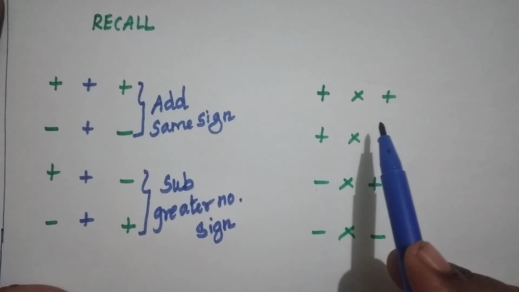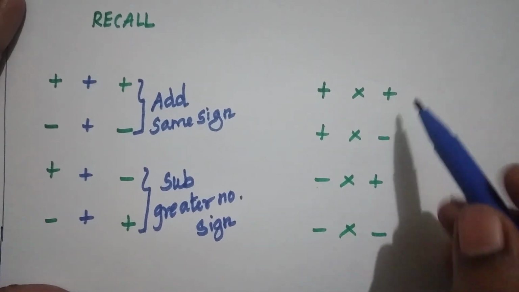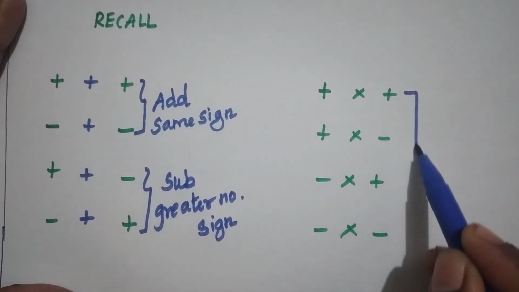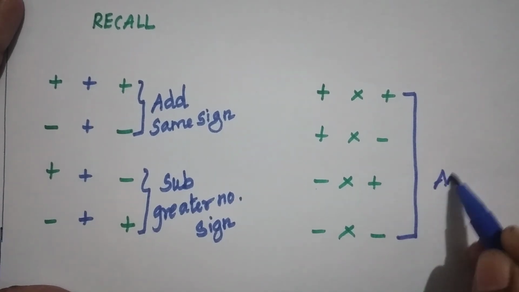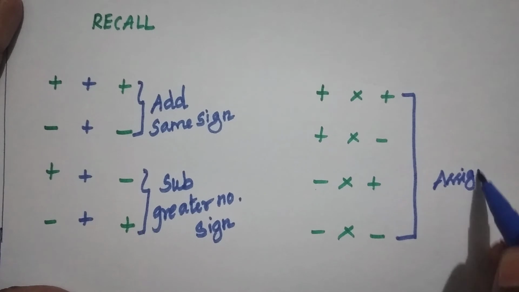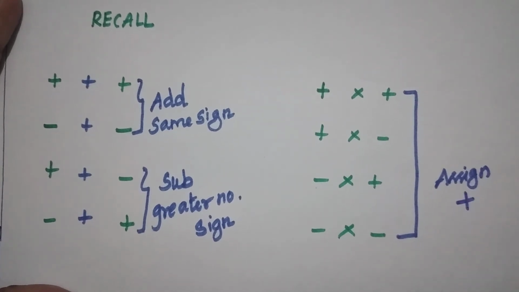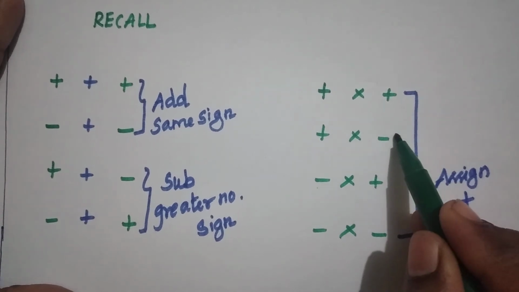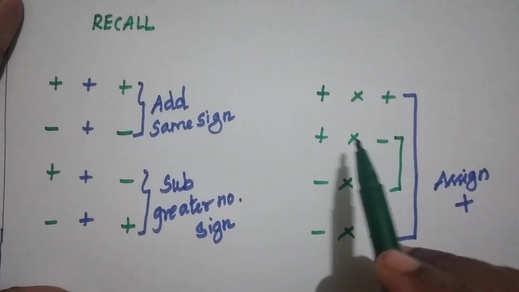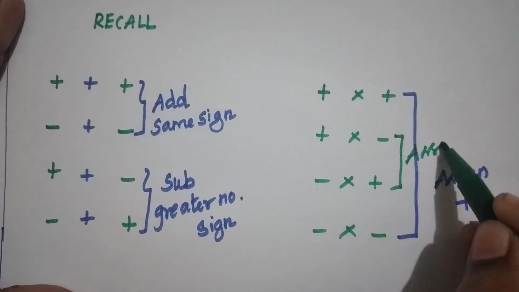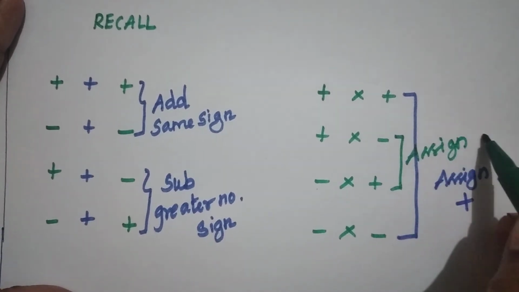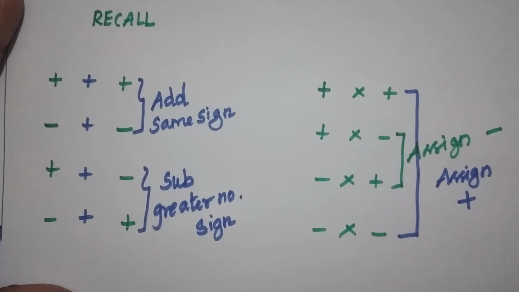When we multiply two integers of same sign, that is both are positive or both are negative, assign positive sign to the product. When both the integers are in different signs, that is one is positive and the other one is negative, assign negative sign to the product. Is it clear, children? Yes.